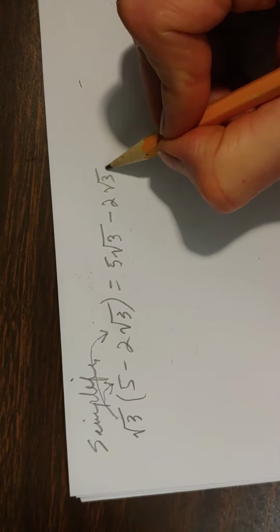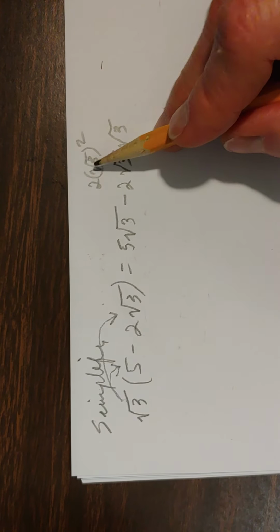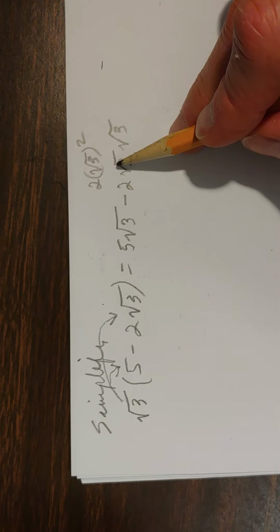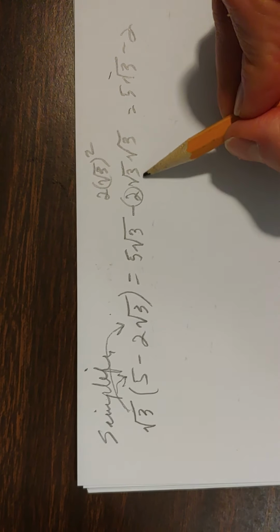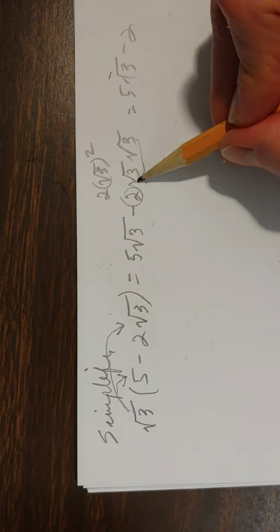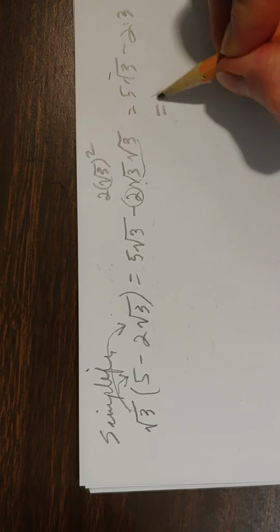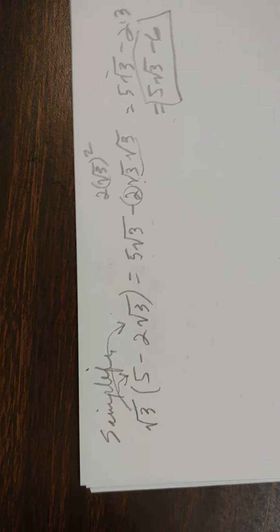But square root of 3 times square root of 3, we went over this back in section 9.1, I think it was. Or square root of 3 squared. Squaring and square roots undo each other. When you square a square root, you get the radicand. This is 3. So we end up with 5 times the square root of 3 minus 2 times 3, or square root of 9, but it's 3. So we have 5 times the square root of 3 minus 6. And there's the answer in simplest form.